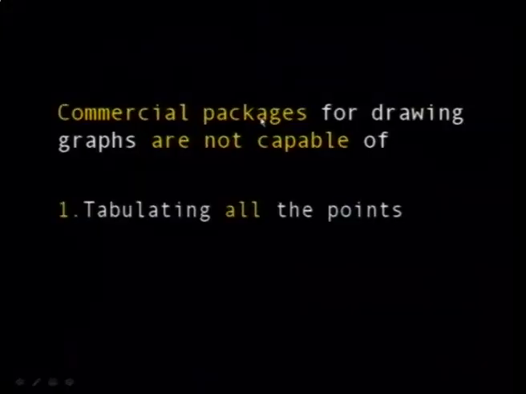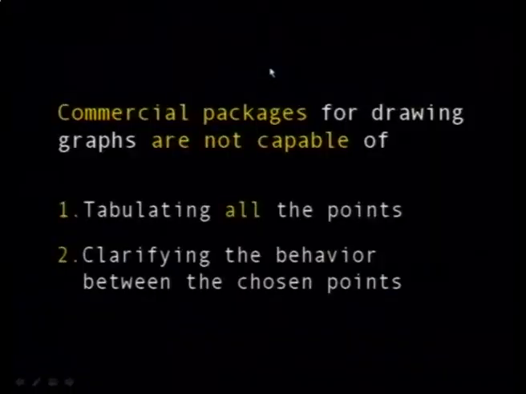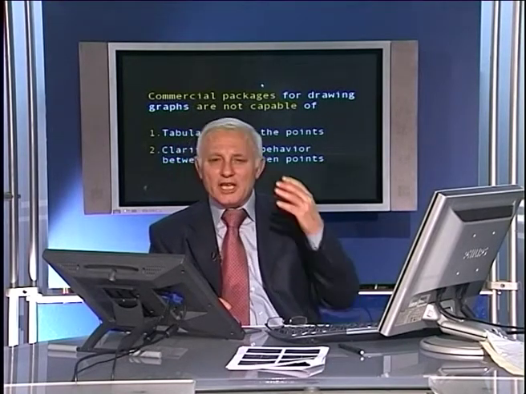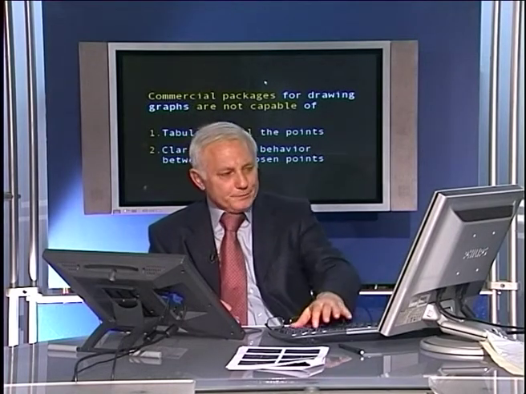Commercial packages for drawing graphs are not capable of first tabulating all the points. They only take a choice, or a simple number of chosen points, from all the points that you can take out of the domain of the function. Again, they cannot clarify the behavior between the chosen points because you connect them by straight lines. So they neither tabulate all the points, and they connect them by straight lines, so they may look completely strange compared to the exact shape of the graph.